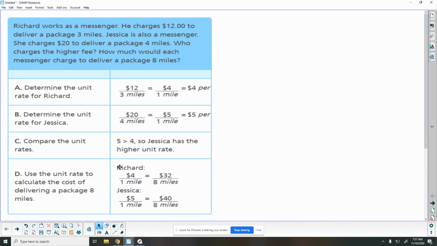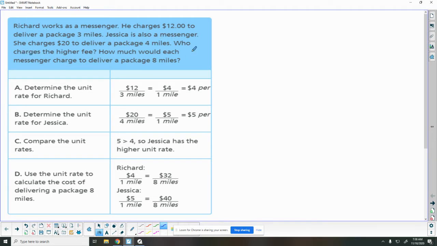So our first problem says that Richard works as a messenger. He charges $12 to deliver a package 3 miles. Jessica is also a messenger. She charges $20 to deliver a package 4 miles. So right now, they are not going the same distance and we don't have the same price. So they're a little bit harder to compare like they are, but we can set them up as some ratios and proportions to figure out their cost per mile. And then using that information, we can answer some of these questions.